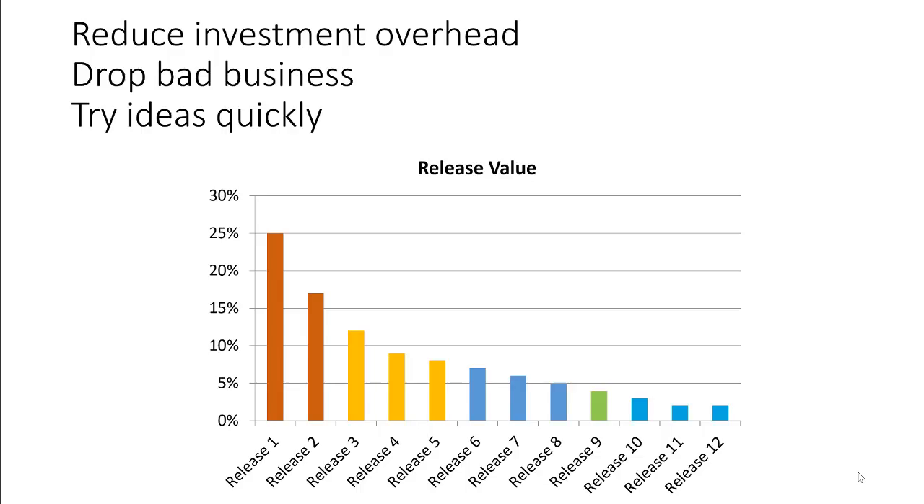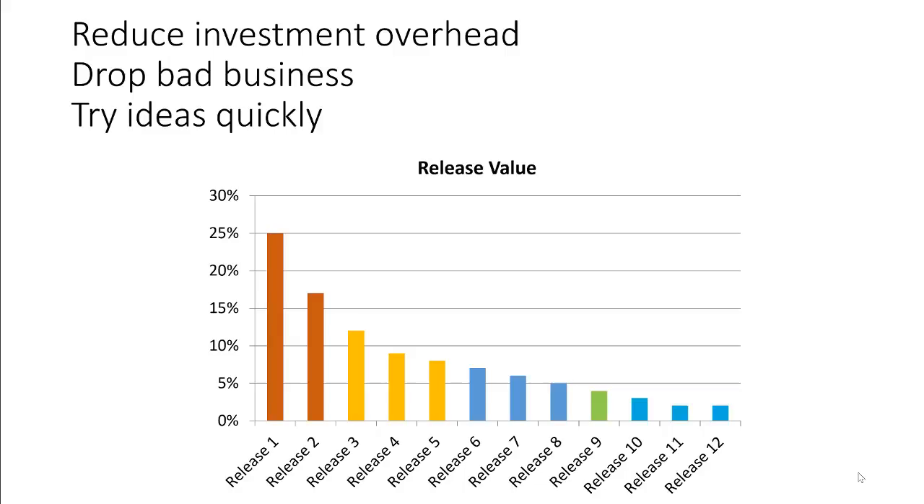But there's a whole bunch of other reasons to be agile, not just to respond to change. A whole bunch of what we do in agile is about risk mitigation and about quicker delivery. So in this case, we're talking about reducing our investment overhead by dropping 3 things: reducing investment overhead, dropping bad business quickly, and trying new ideas quickly.